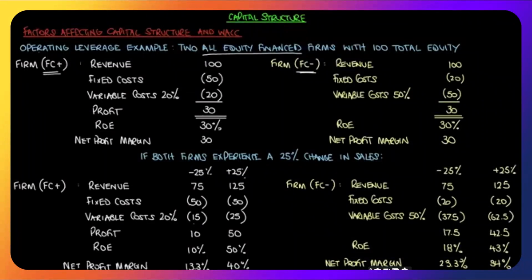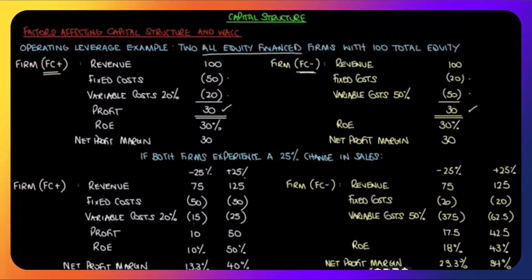Both have revenue of 100, but 50% of that revenue goes on fixed costs for FC Plus, only 20% for FC Minus. Variable costs for FC Plus are only 20. Variable costs for FC Minus are 50. That means both of them make a profit of 30.